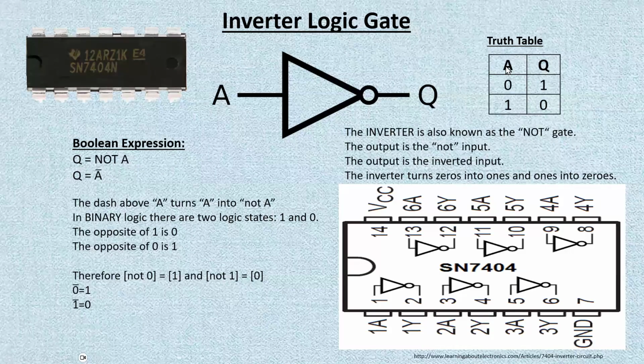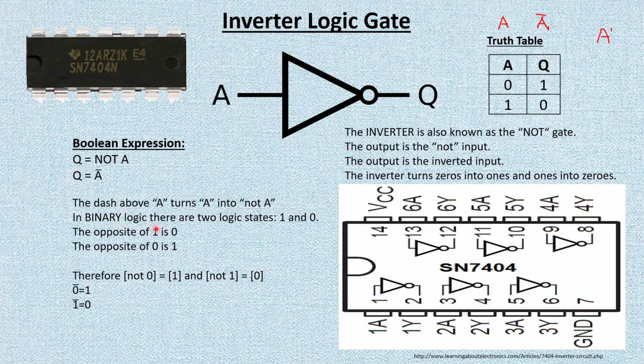So over here you could just say, instead of the Q, you could just say over here A, right? And over here you could say not A or A not. Or you could say A with apostrophe here. So that's the same thing. All right. The dash above A turns A into not A.